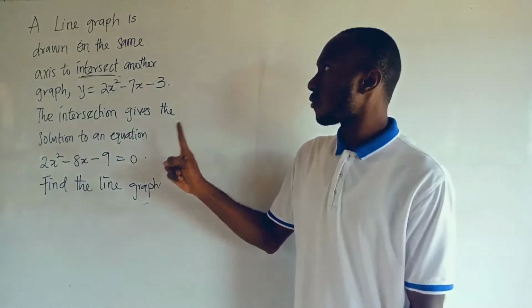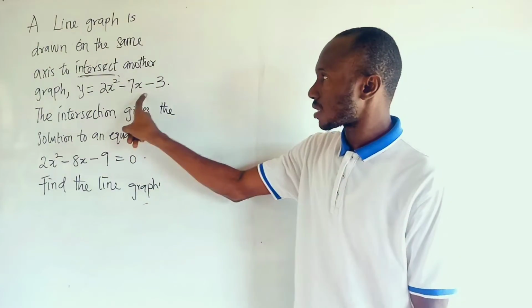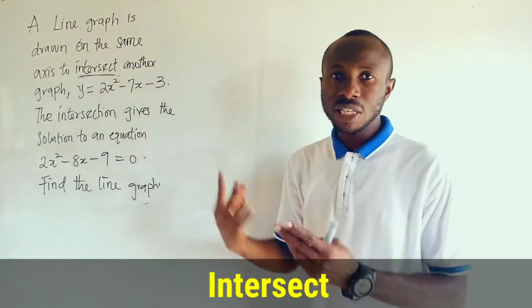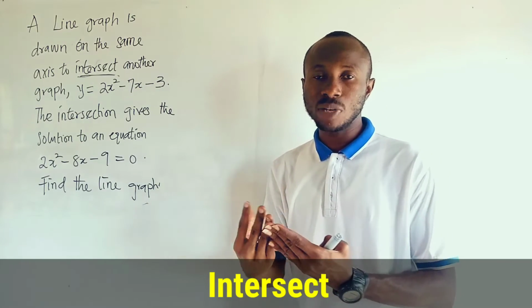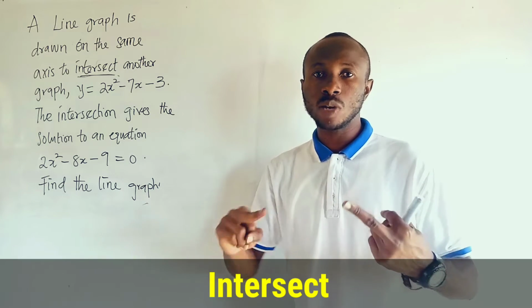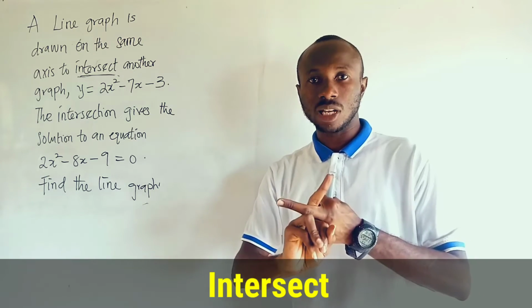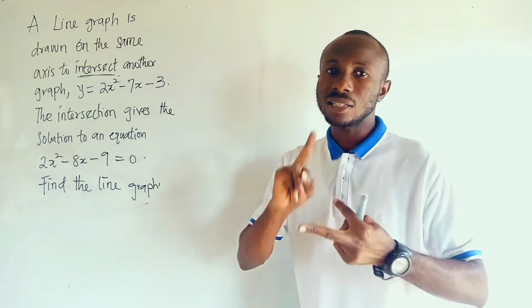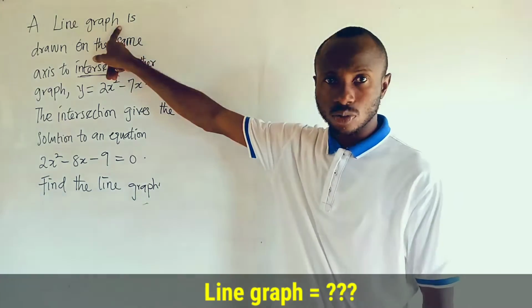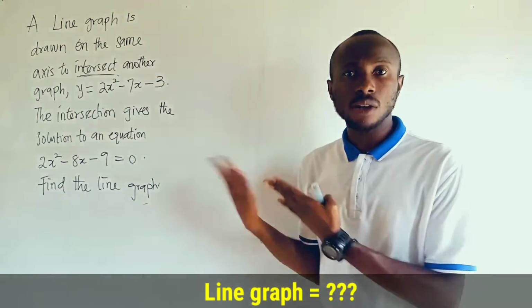Now we are interested to find the line graph that intersected with this curve. So take note of the word intersect. For a curve to intersect means the point where the two curves cross each other, or pass each other or meet each other. That's the point of intersection, and that is what we are going to figure out. But remember, the line graph was not given to us, and that is exactly what we are asked to find.